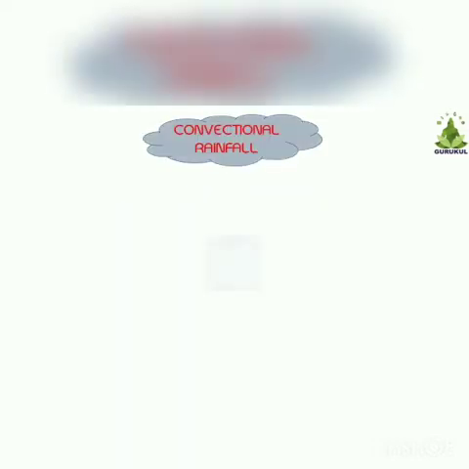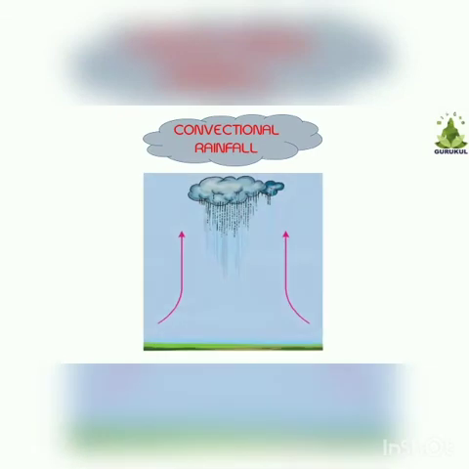Convectional rainfall. In equatorial areas, the surface gets heated because of the sun's heat, and the air near it also gets heated. As it gets heated, it spreads, becomes lighter and moves upward. The air cools down when it goes upward. The moisture holding capacity of cold air is less. Consequently, condensation of the water vapor occurs and rainfall occurs.